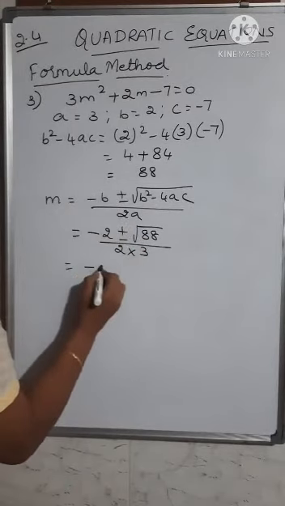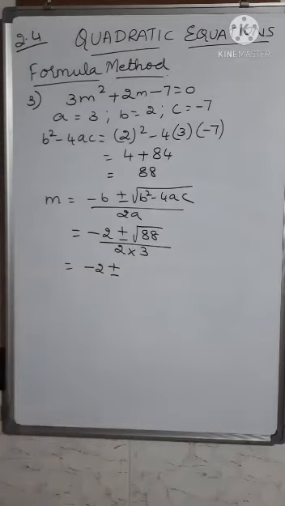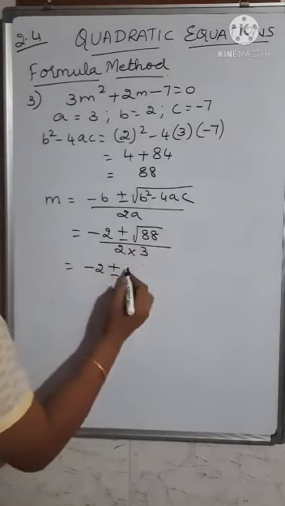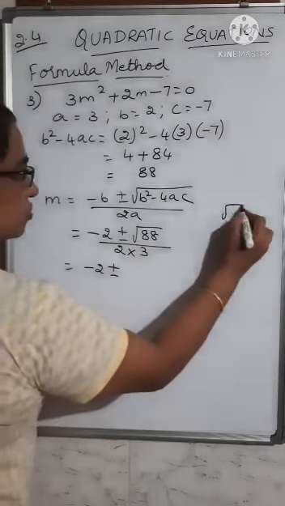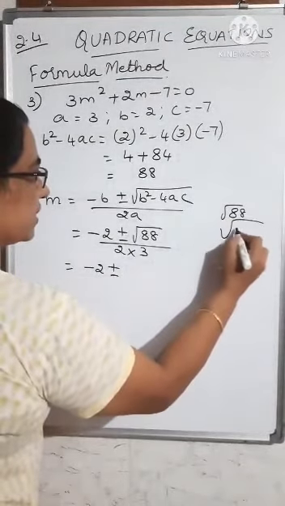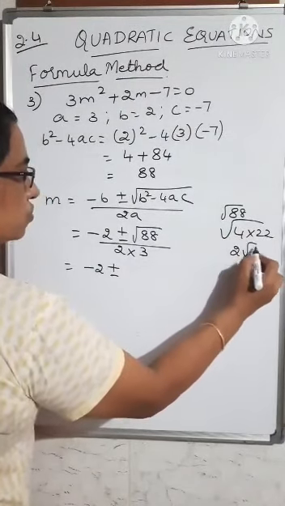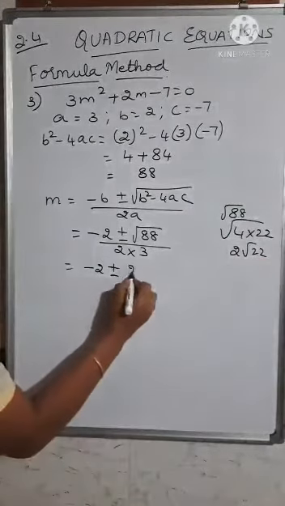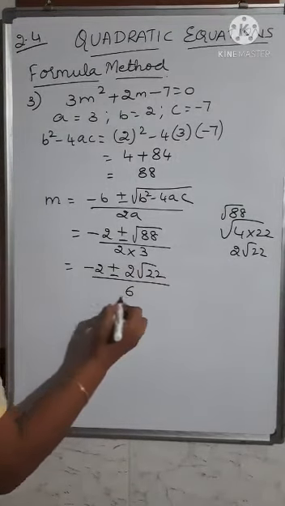So this will be equal to minus 2 plus or minus. Now this 88 you can simplify and write in the simplest form as 4 into 22, where the square root of 4 is 2. So you have got root 88, which you write as root of 4 into 22. The square root of 4 is 2, and root 22 you write as it is. So simplifying this you get 2 root 22 upon 2 threes are 6.